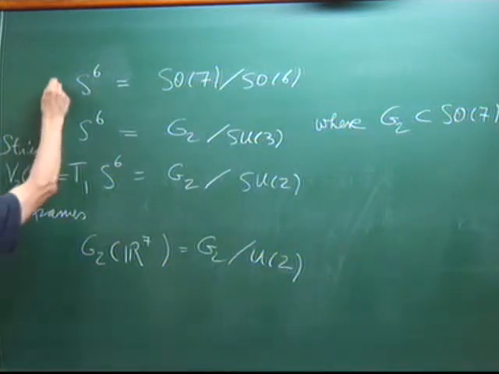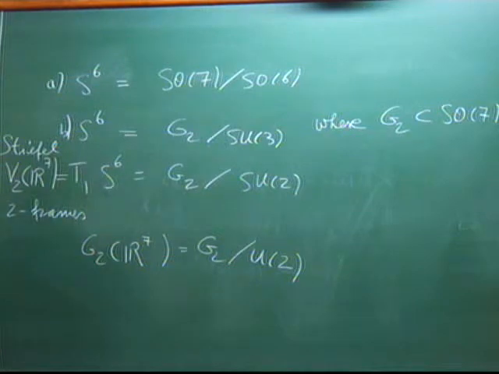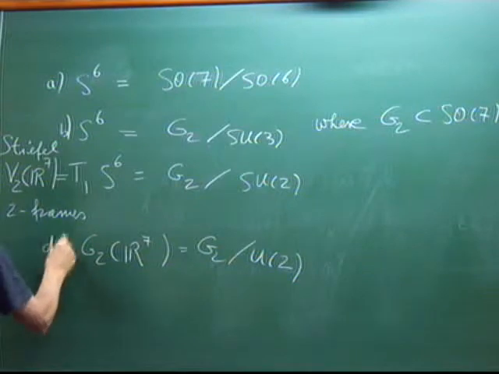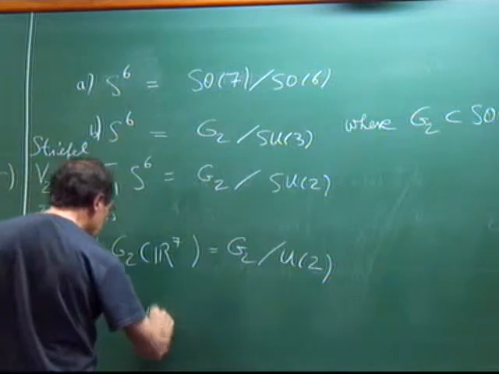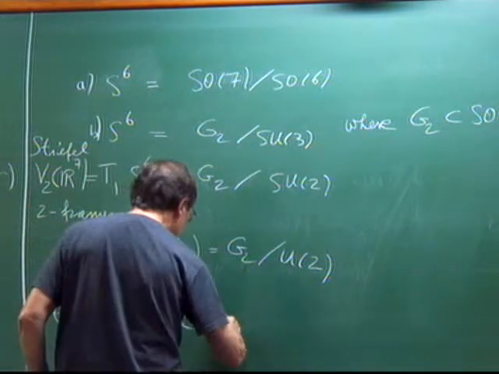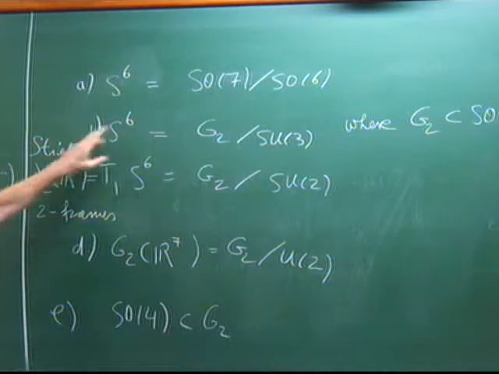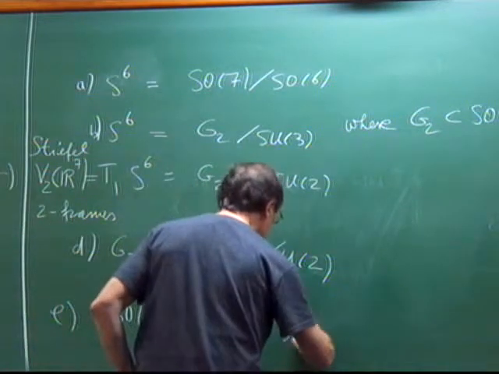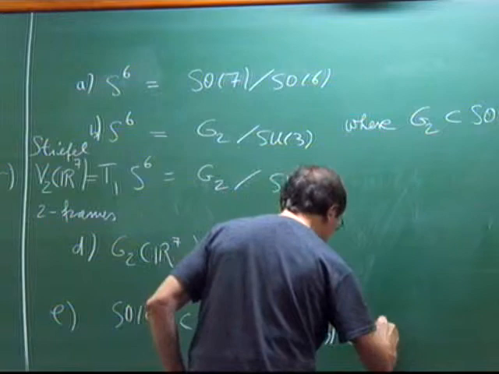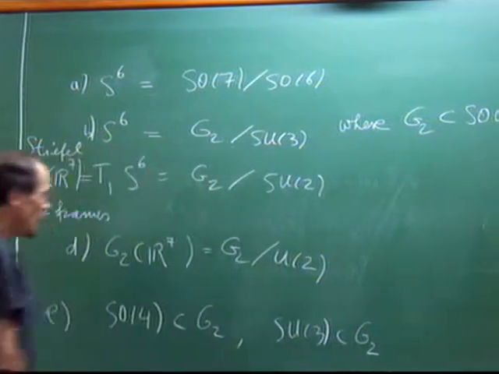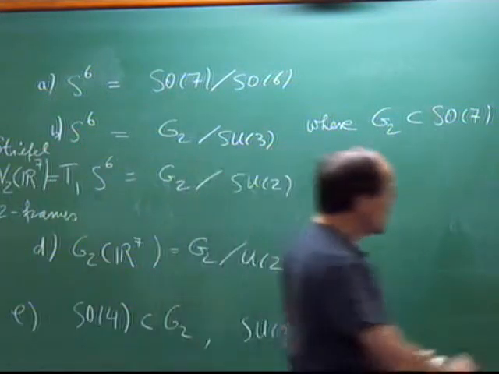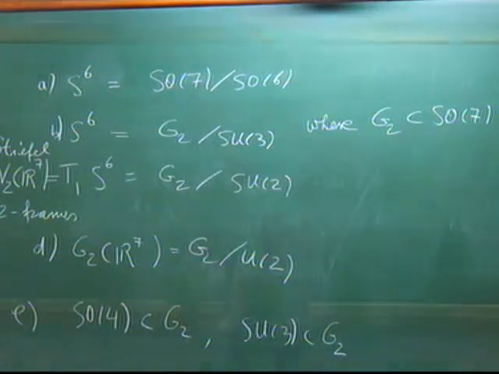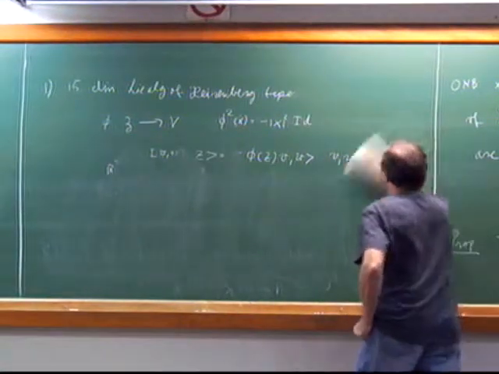And one more property is that SO4 is in a natural way a subgroup of G2. And of course here in part B we have to see that SU3 is in a natural way also a subgroup of G2. That's essentially all the subgroups of G2, which I can mention at the very end. So let's prove some of these.